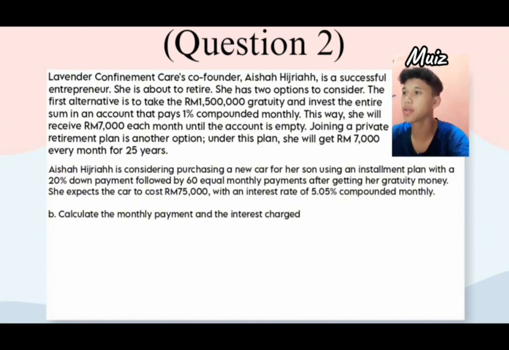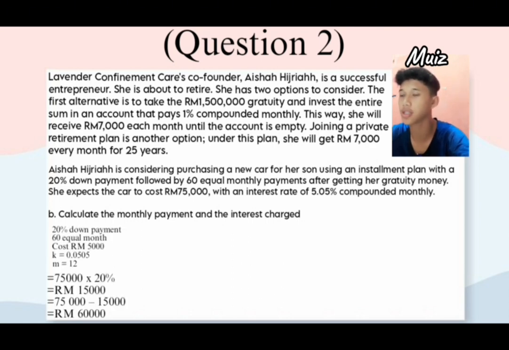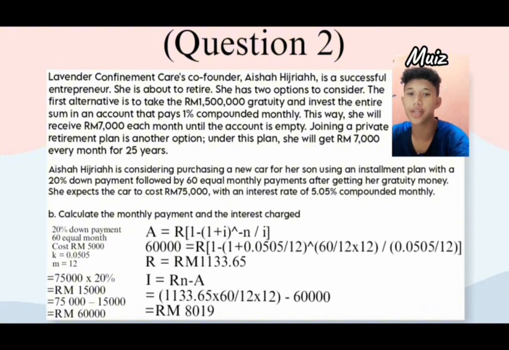So for question B, calculate the monthly payment and the interest charge. This question has a down payment that we need to settle first. So minus the down payment first, that is 20%, and the A we get is 60,000. We use the formula A to find the R, that is the monthly payment. For the interest, we use the formula I equals Rn minus A, and we get that answer, that is RM8,019.